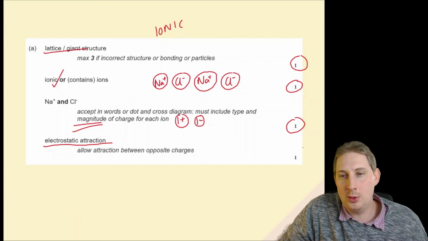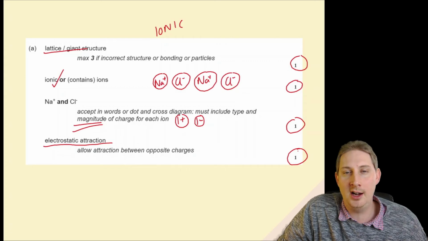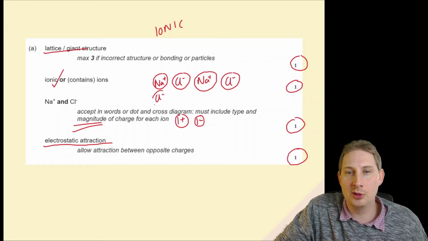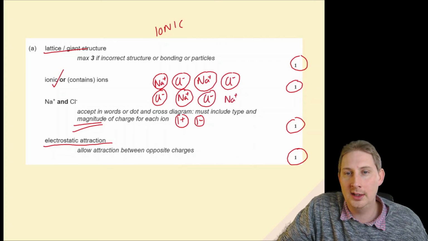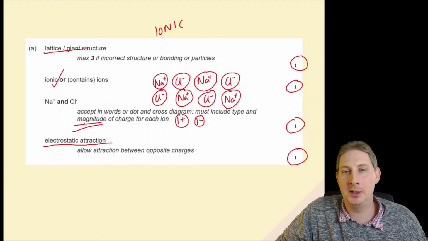So this was actually quite hard to get all 4 marks really, because you had to really predict what the examiner was going to ask for. But I would suggest that if you just drew a diagram of sodium chloride, you probably would have got at least 2 out of those 4 marks for showing the ions, Na plus and Cl minus.